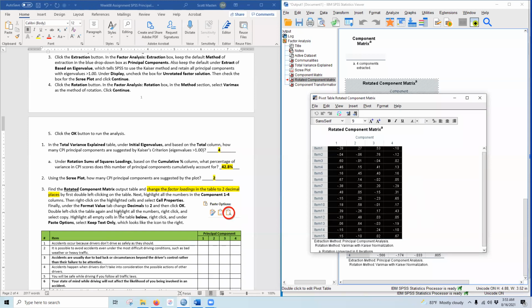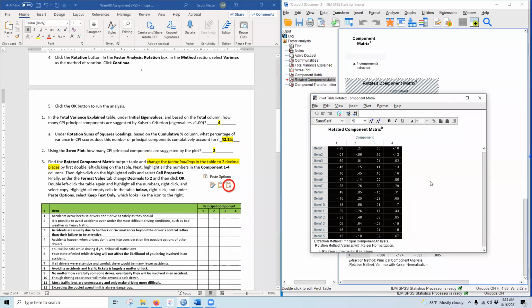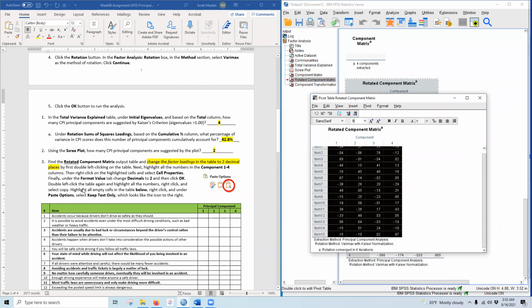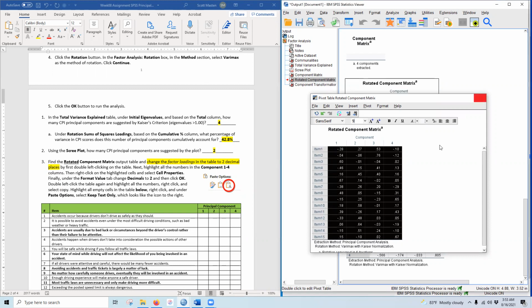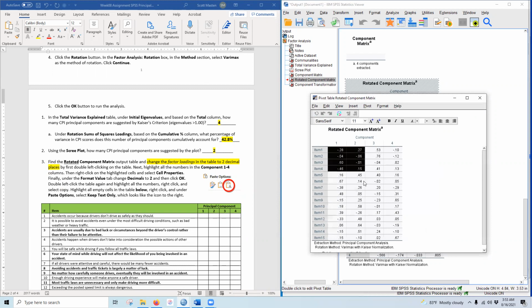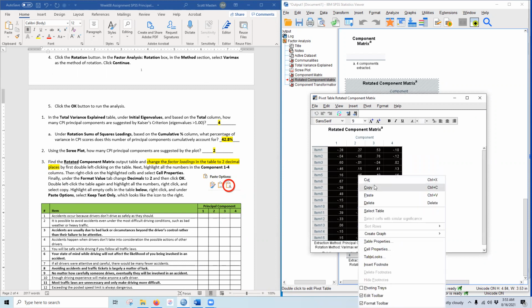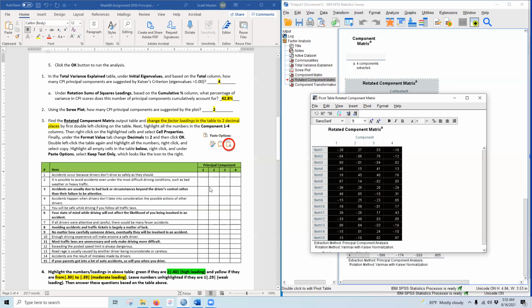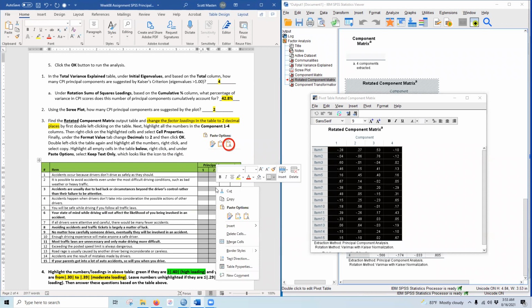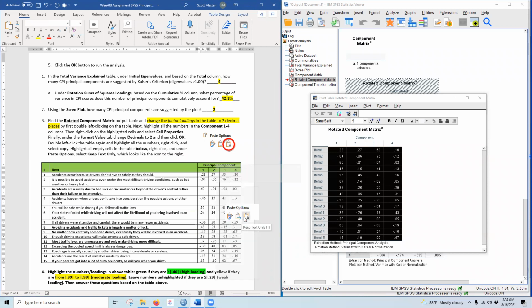Double click the table again and highlight all the numbers. I don't know, it didn't really close it, but there we go. Highlight all the numbers. Under paste options, right click and hit copy. Then highlight all the cells below, right here. And right click here, and under paste options, choose the one that's text only, which is this one right here.